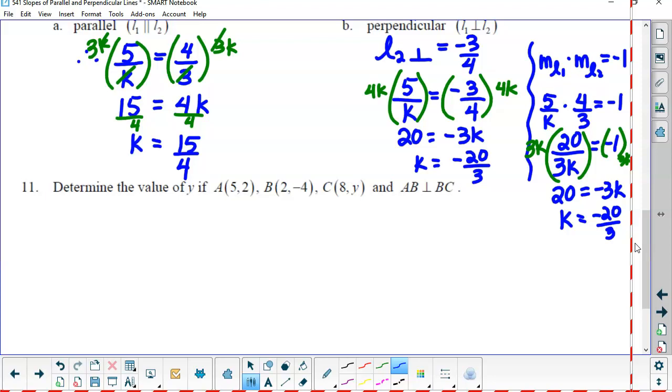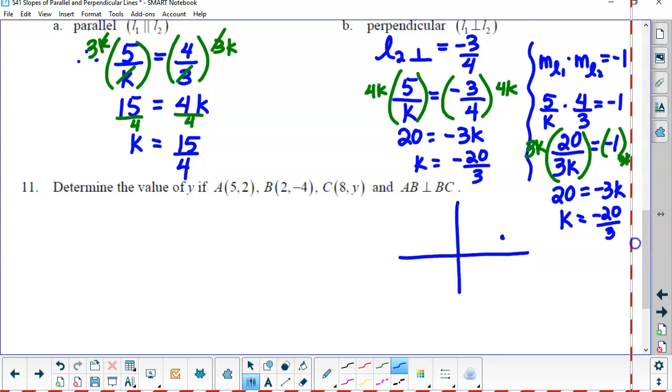And then the last one, determine the value of y if we're given the coordinates of A, B, and partially of C, and we're told that line segment AB is perpendicular to BC. So you might want to do a little sketch just to visualize.